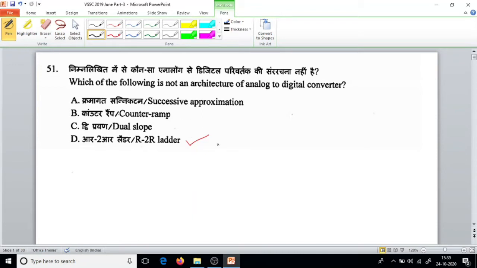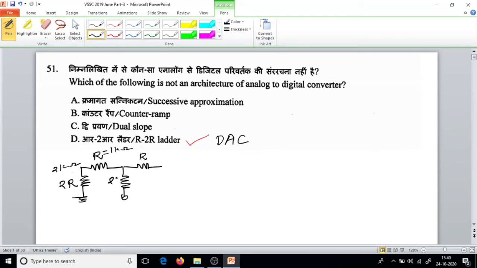So R2R ladder network, this is a DAC actually. This is a DAC, digital to analog converter. The R2R ladder network is like this. It consists of R and 2R resistors. That means if R is 1 kilo ohm, then the other will be 2 kilo ohm. So it is R2R ladder network. This is R. This is 2R. This also 2R.